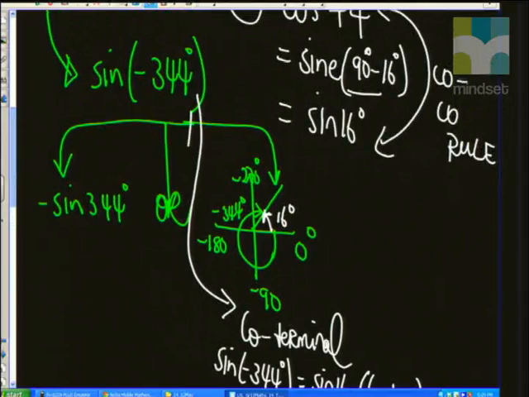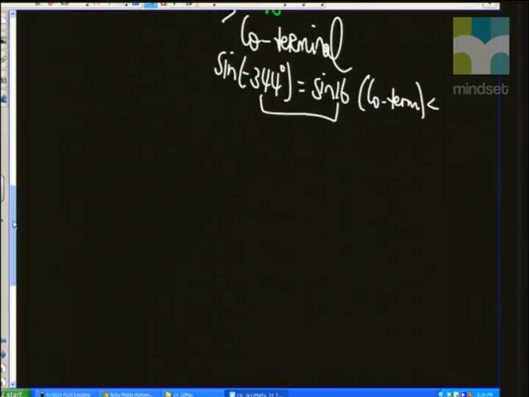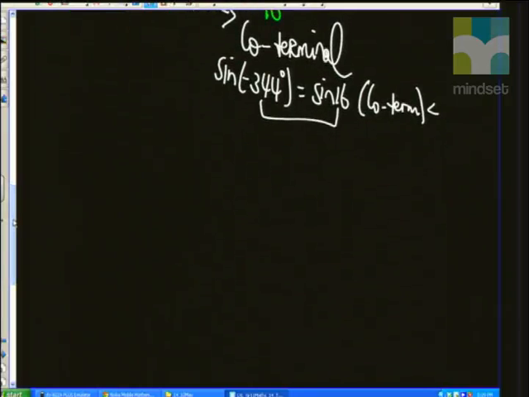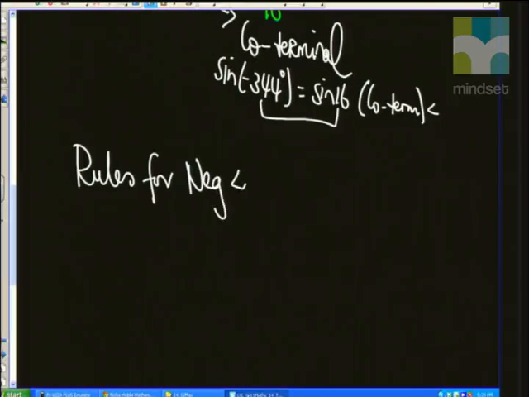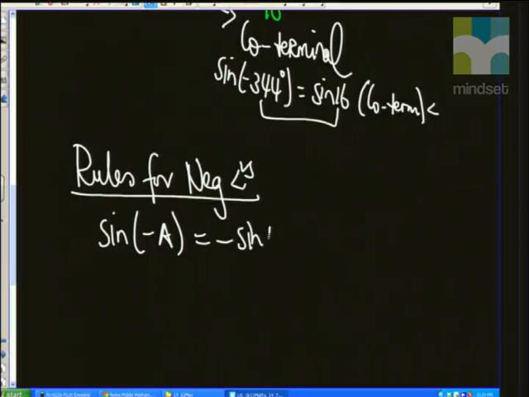The other way is to go through what I call the rules for negative angles. And here they are. Firstly, if you take sine of negative a, you will get it to be negative sine a. If you take cos of negative a, that's the same as cos a. In other words, when we plot the ratios for a and negative a, we get exactly the same ratio.